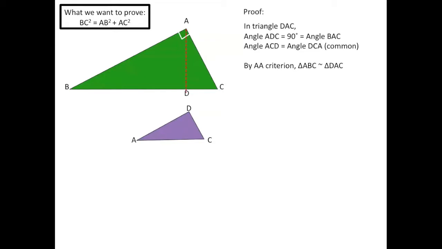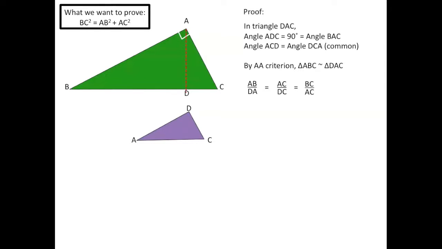Next thing we want to do is write out the proportions of the two triangles because they're similar. I'm going to start off with the sides of the green triangle versus the purple triangle. You can do this the other way around and still end up with the same result, but it's important to stay consistent. So first, we're going to have AB over DA is equal to AC over DC, which is equal to BC over AC.